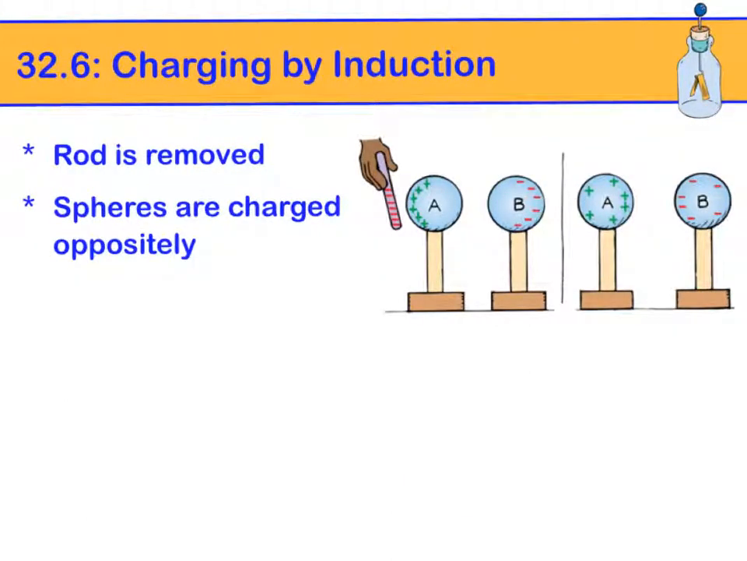Then we remove the rod from the scenario, and we separate those two spheres. So pull sphere B away and pull the rod away, and what we will see is that all of those positives have no way of redistributing back again because they've been separated. So now all of the positive charges are going to remain in sphere A, and all of the negative charges are going to remain in sphere B.